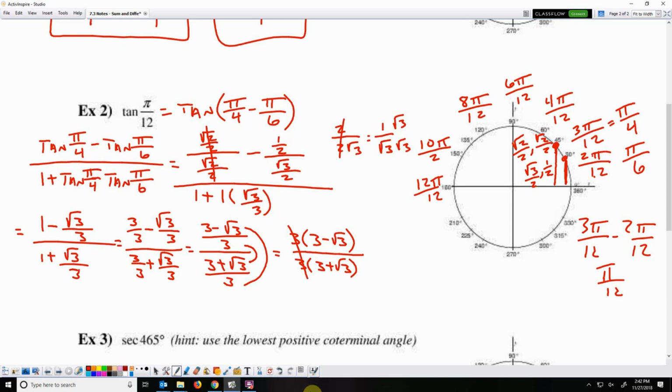By rule, we cannot leave that radical in the denominator, so we're going to do something that's called multiplying by the conjugate of the denominator. So I'm going to multiply top and bottom both by 3 minus root 3, because that's the same thing as the denominator, but with an opposite sign. So we are multiplying by the conjugate of the denominator.